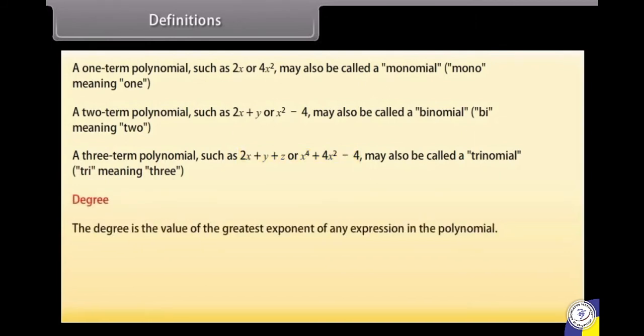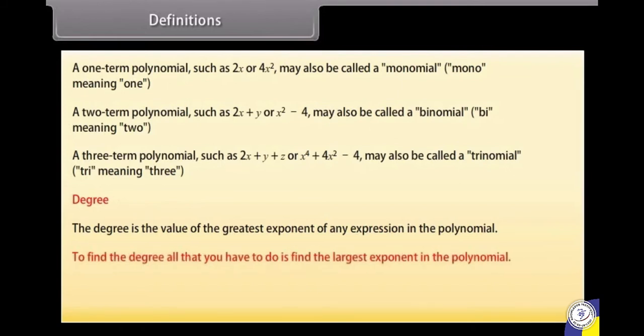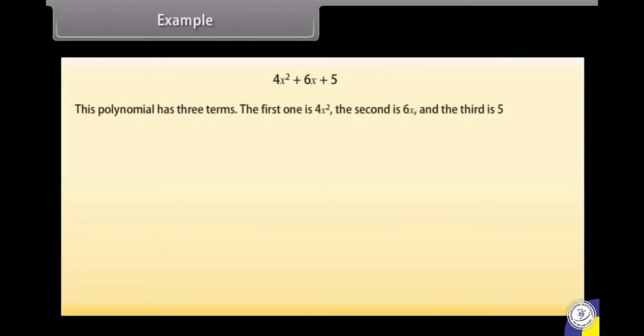Degree. The degree is the value of the greatest exponent of any expression in the polynomial. To find the degree, all that you have to do is to find the largest exponent in the polynomial. Example: 4x square plus 6x plus 5. This polynomial has 3 terms. The first one is 4x square, the second is 6x, and the third is 5.